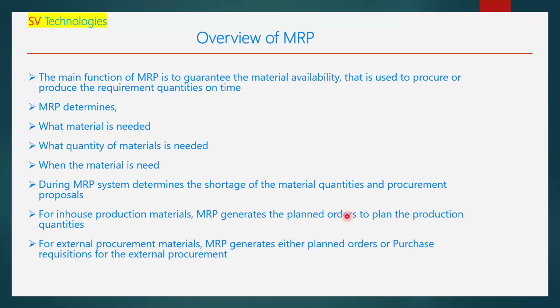In S4 HANA, we don't have this function directly. If the procurement type is F, the system automatically generates the purchase requisition. I'll show you this at the end, when we discuss the S4 HANA topics. That time I'll explain to you. In ECC, we have two options, depending on the requirement: either you generate planned orders or purchase requisitions for the external procurement materials.